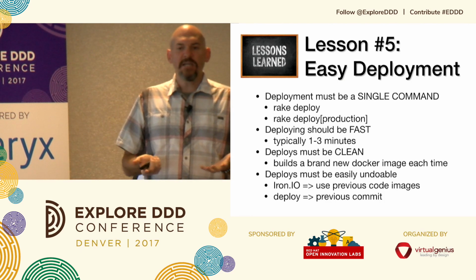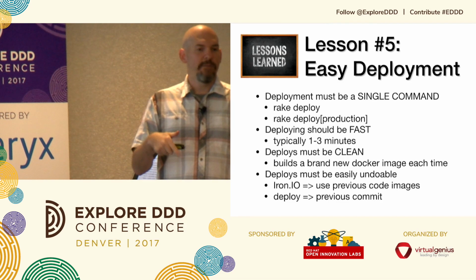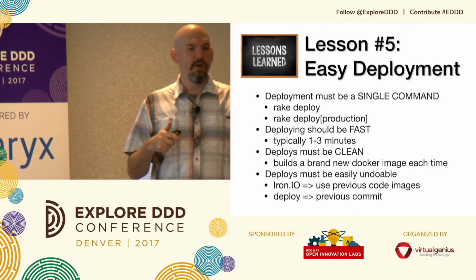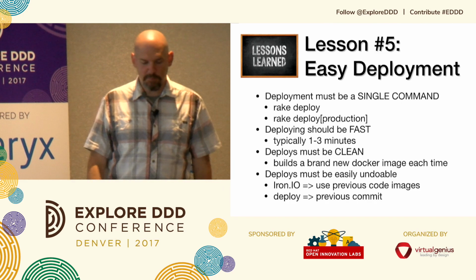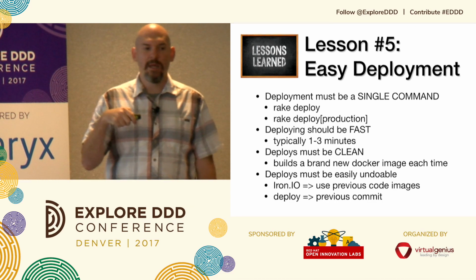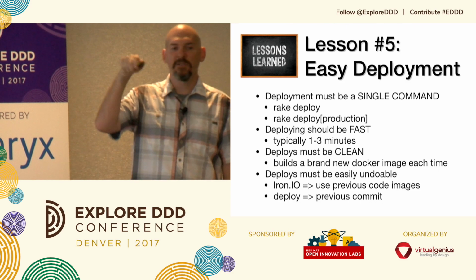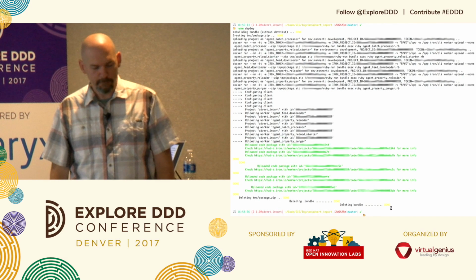I'm okay if it takes 2 to 3 minutes, but every time I deploy, it rebuilds all my gems and it rebuilds my Docker image so that I know that deploy doesn't have any taintedness from previous deploys. And they must be easily undoable. I should be able to back out a deploy. Iron.io supports this. You can actually choose to run via previous code commits, which is pretty nice.